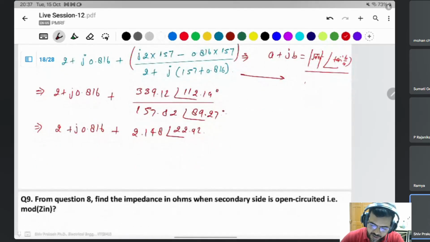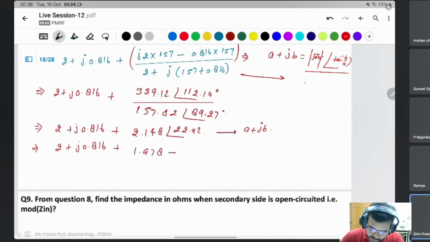Then expand this one again in a plus jb form, to add from this one. This will be 1.978 plus j 0.83. You can add the imaginary part and the real part. 3.0978 plus j, and it will be the same, the calculation sum of 0.816 and 0.816.